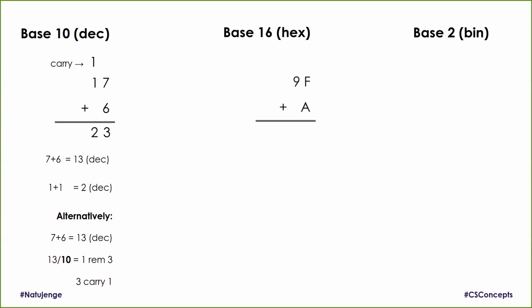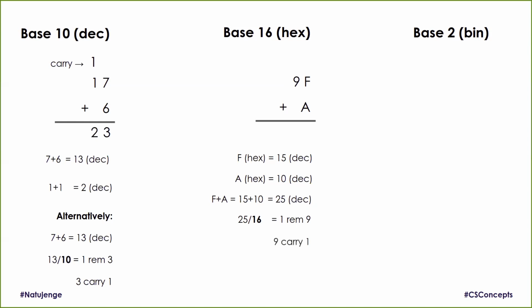Using the same concept, let's look at the base 16 computation. So you add A. So we know that F is equivalent to 15, A is equivalent to 10. So we have F plus A is equivalent to 15 plus 10, which gives us 25. 25 is not a value within the base 16. So what we do is divide by 16 and we get 1 remainder 9.